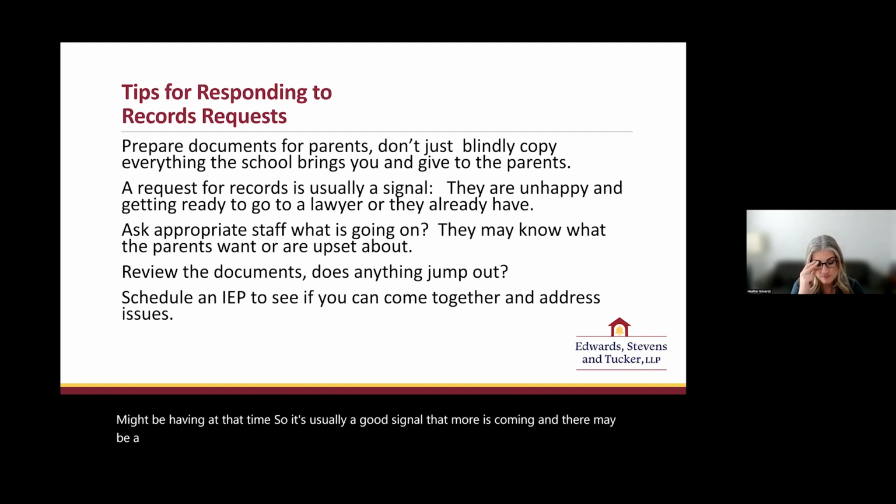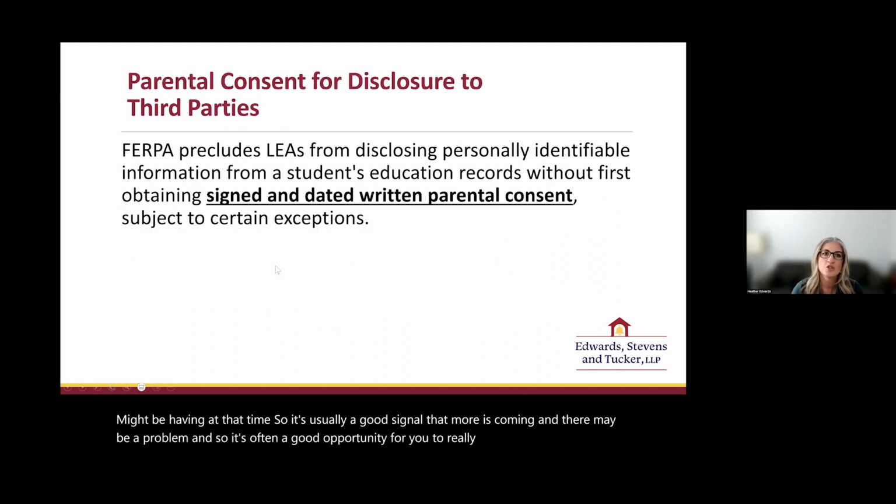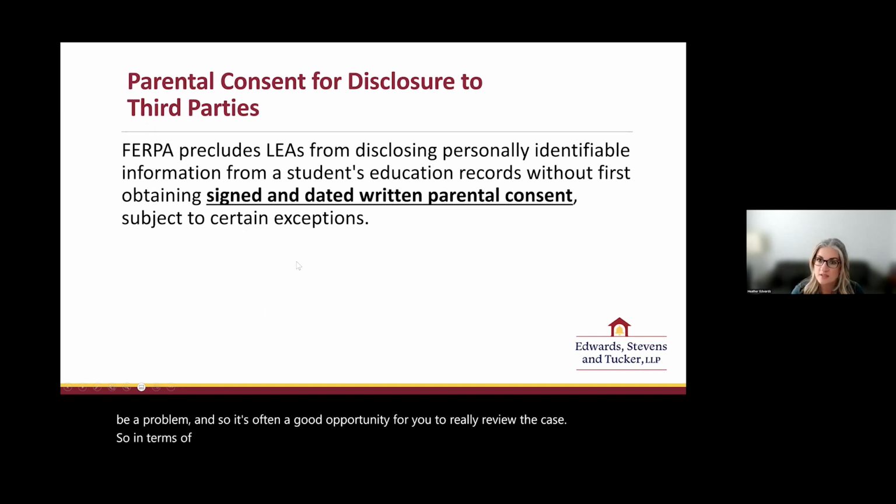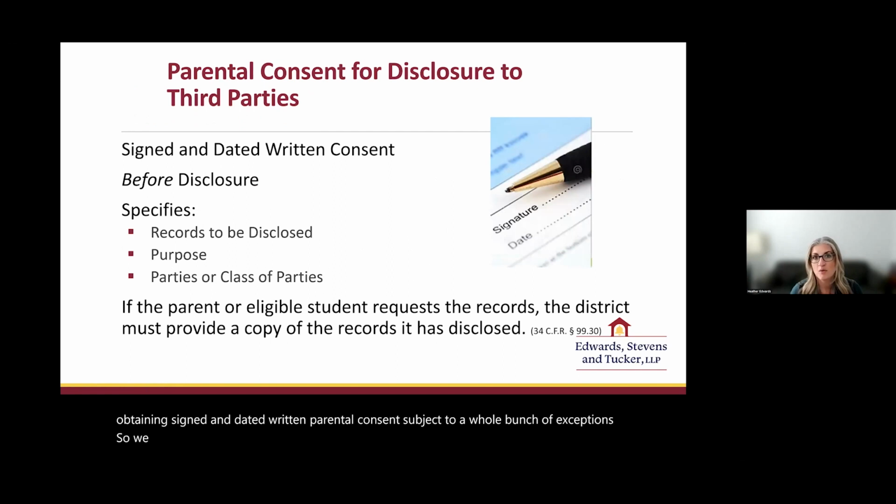And so it's often a good opportunity for you to really review the case. So in terms of parental consent for disclosure to third parties, FERPA precludes LEAs from disclosing personally identifiable information from a student's educational record without first obtaining signed and dated written parental consent, subject to a whole bunch of exceptions. So we want to make sure that we've got parental consent from a parent that's signed and dated before we actually disclose those records to a third party.